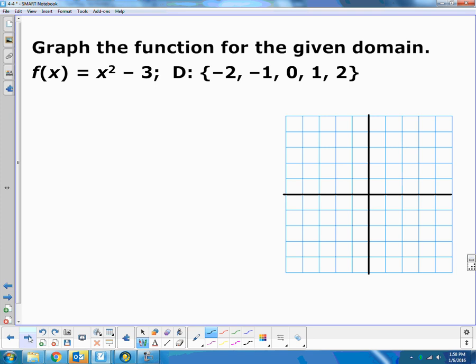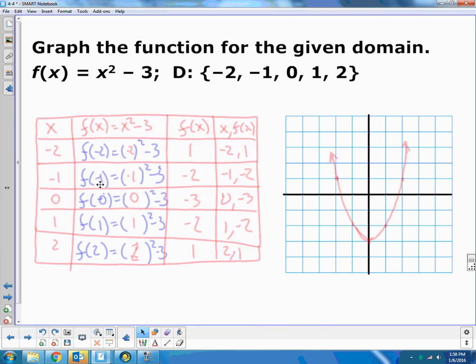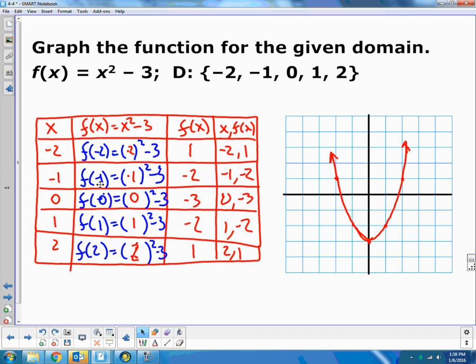I'm assuming you paused it. I'm assuming you tried it on your own. I'm going to reveal the answer here. Yep, it's a lot of work, but look at your results, especially for the ordered pairs: negative 2, 1; negative 1, negative 2; 0, negative 3; 1, negative 2; and 2, 1.